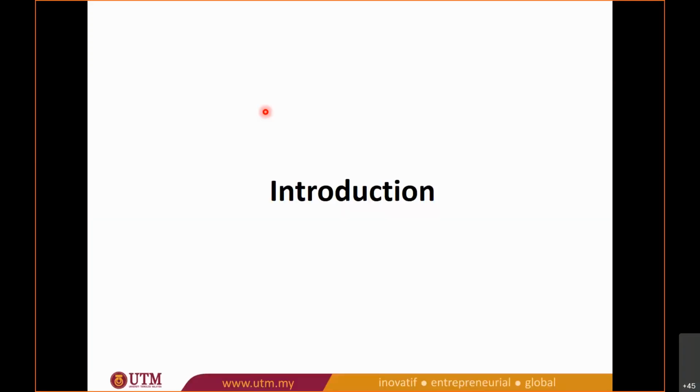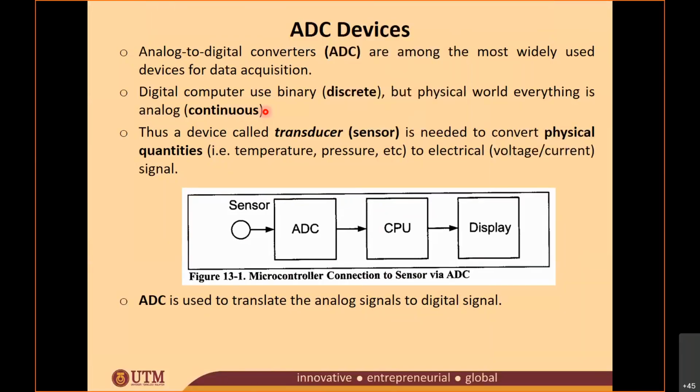Okay, so let's look at this introduction of ADC. Analog to digital converters, known as ADCs, are among the most widely used devices for data acquisition. Every time you're going to acquire data out there, you're going to need an ADC device. Digital computers use binary numbers, which is a discrete system, but in our physical world, everything is analog, which means we have a continuous signal.